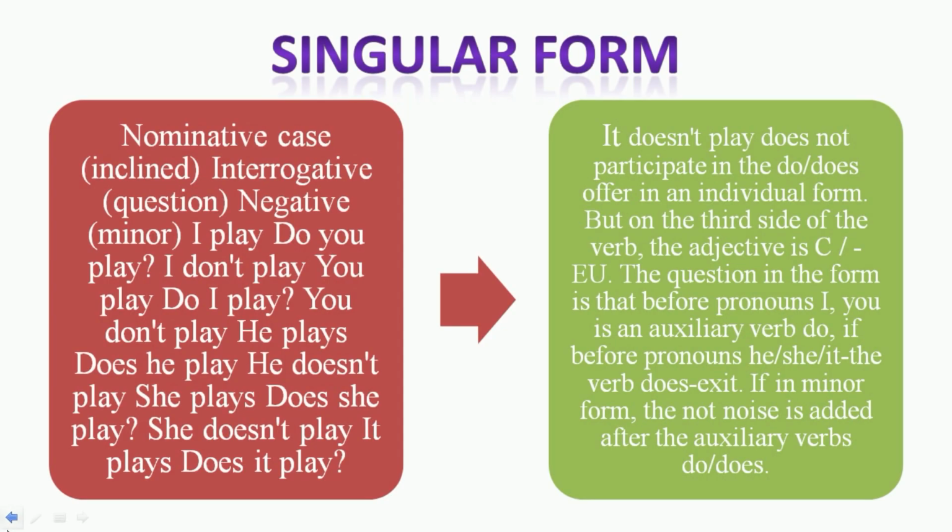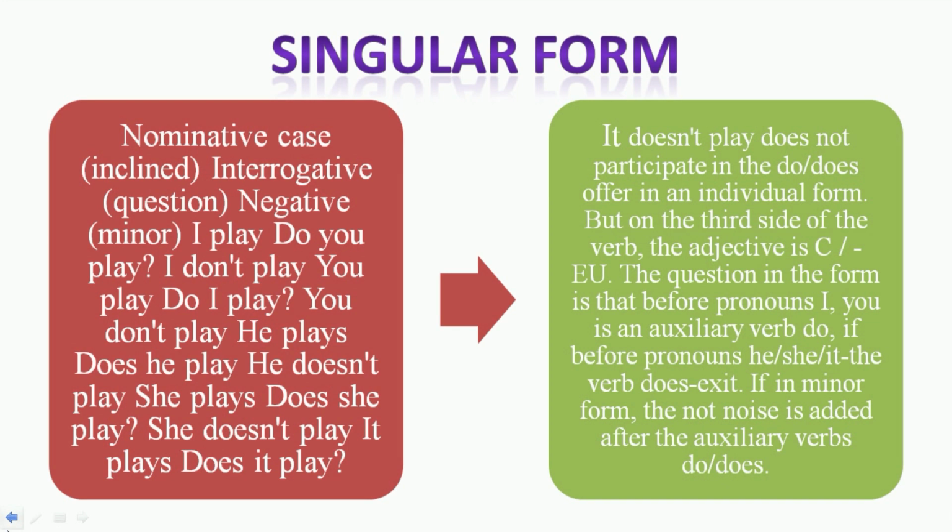And the singular form, that is to say I, you endings: affirmative, interrogative, question, negative. For example, I play, do you play, I don't play, you play, do I play, you don't play, he plays, does he play, he doesn't play, she plays, does she play, she doesn't play, it plays, does it play, it doesn't play. Do and does are not used in an individual form, but with the third person of the verb.